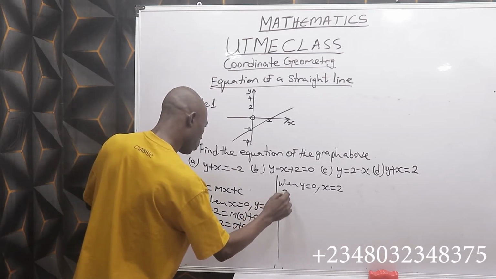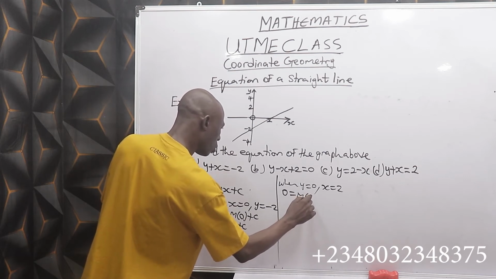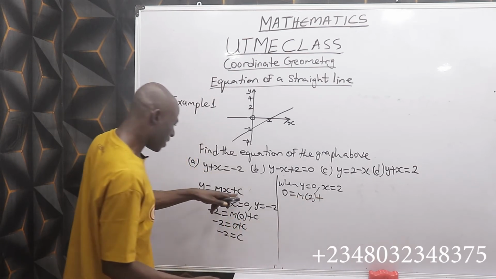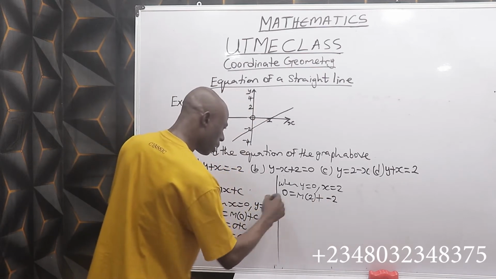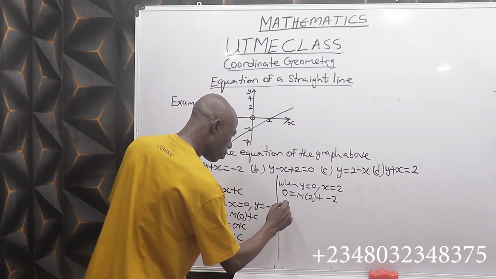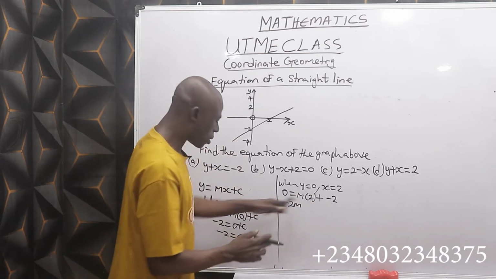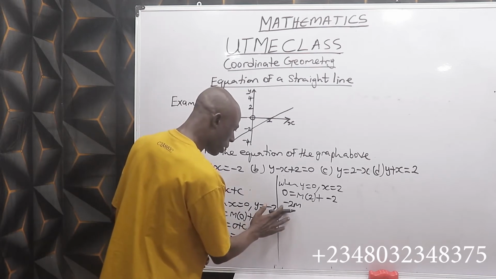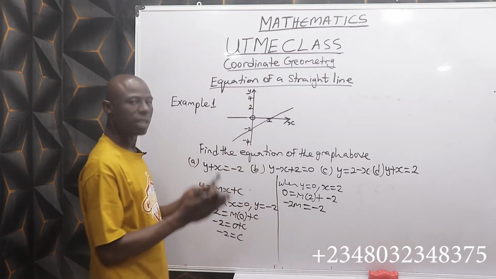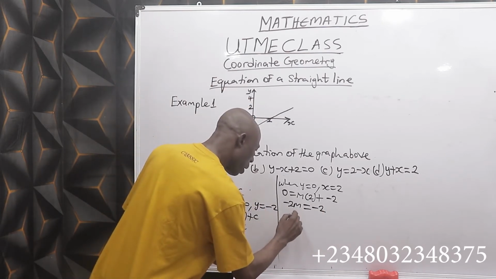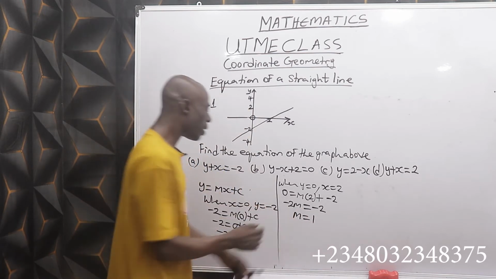Y equals 0, m into x equals 2 plus the c that you have known here, minus 2. Collecting the like terms, we have minus 2m. M times 2 is 2m. Bring it to this side to become negative 2m, which is equal to negative 2. Dividing both sides by negative 2, m will be equal to 1. That means our gradient is 1.